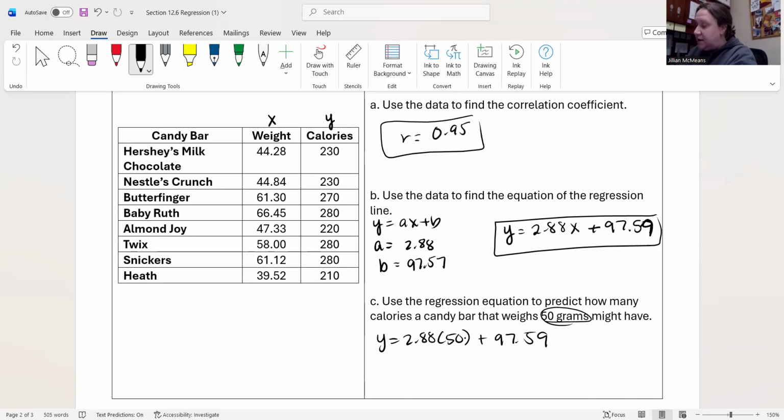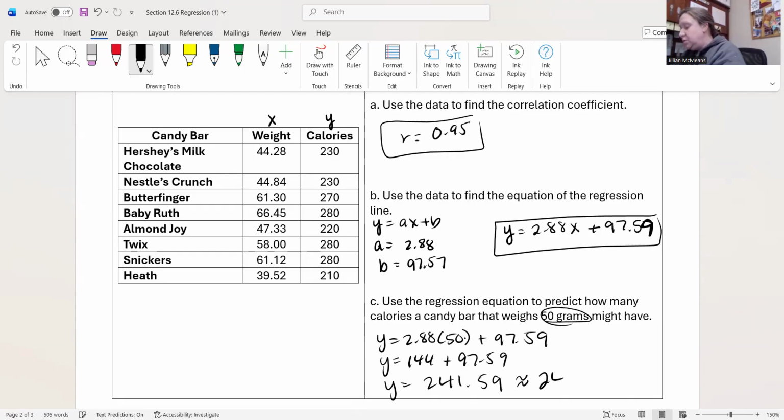Remember, this was actually 97.59. That was my own dirt. Okay. So using just the handheld, we get 2.88 times 50. So that's 144 plus 97.59. And I get y equals 241.59. So I would say approximately 242 calories.